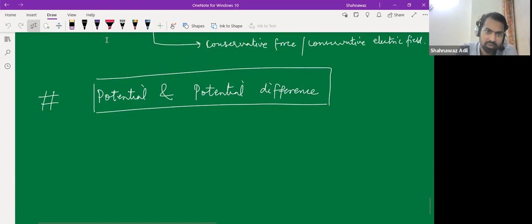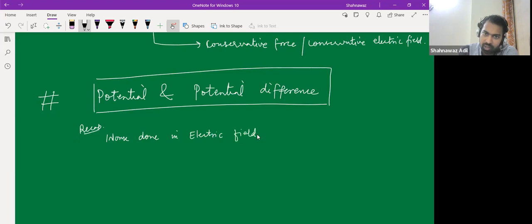We discussed two things in the previous class. The first one was work done in the presence of an external electric field. And we also talked about how this electric field can be of two types: uniform and non-uniform or variable.